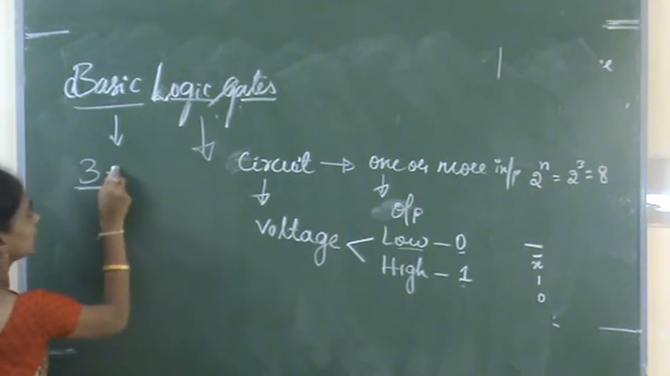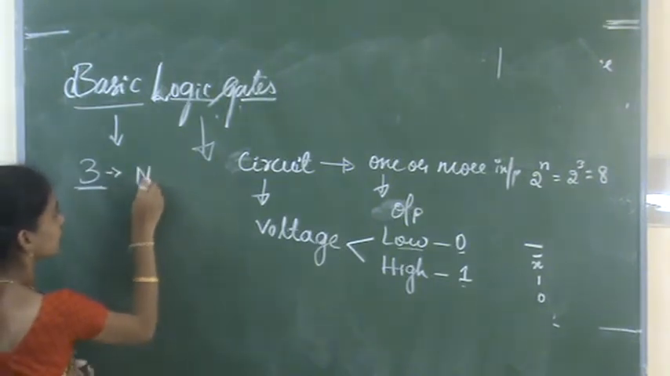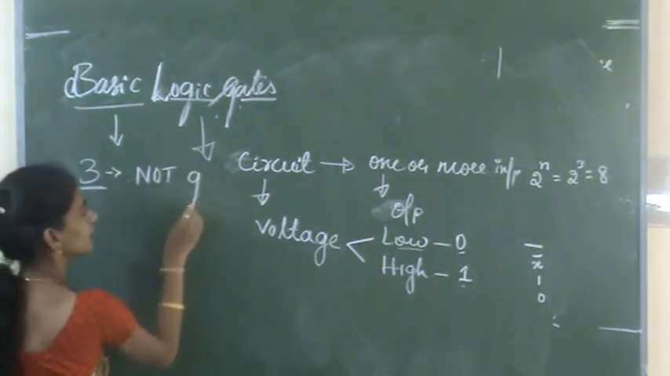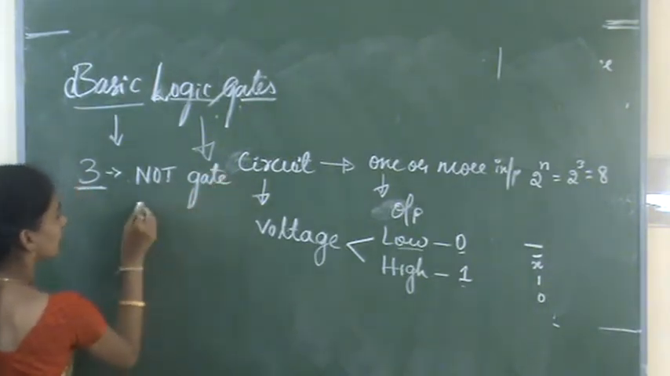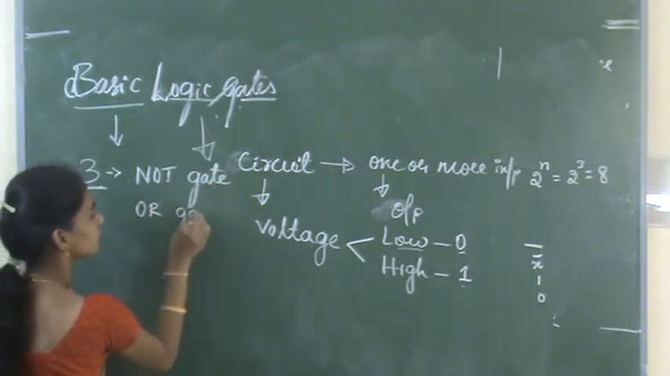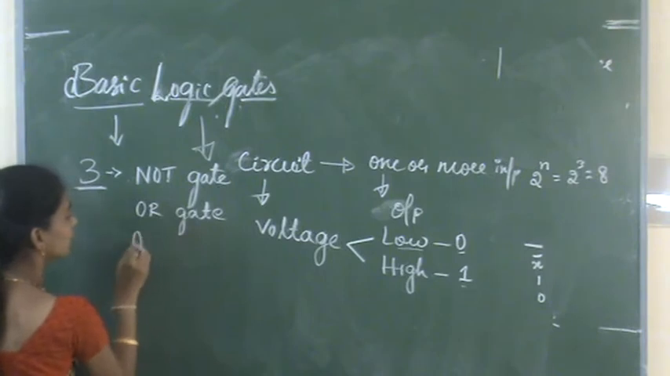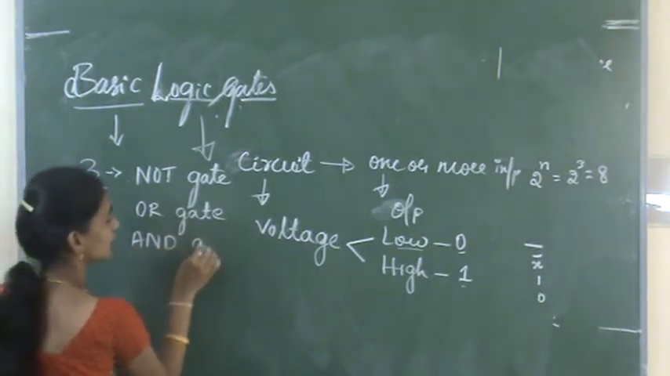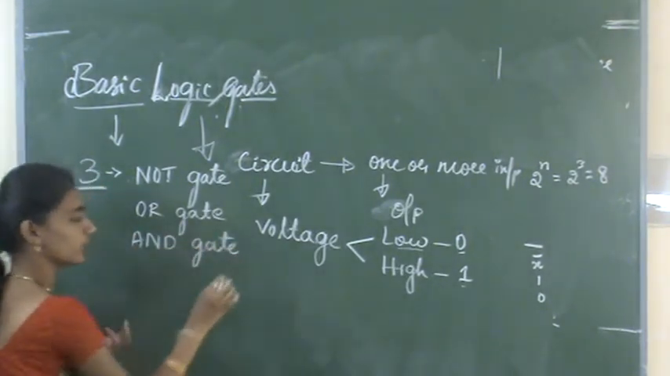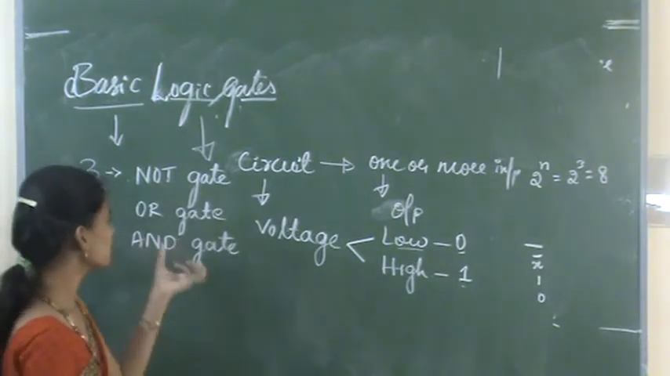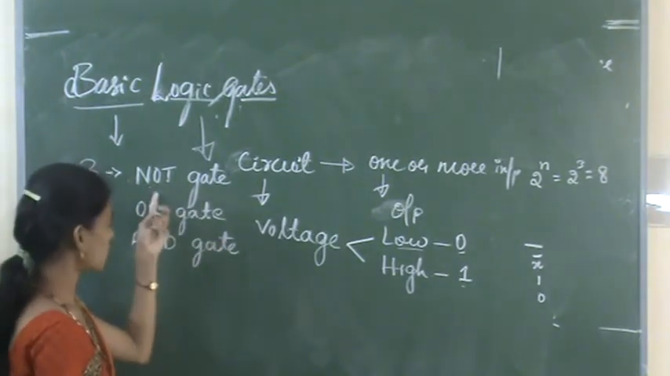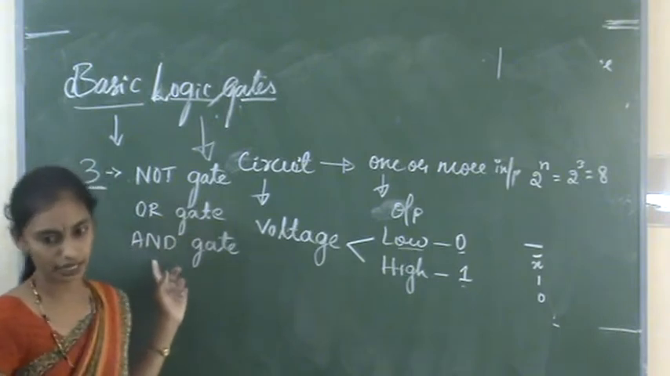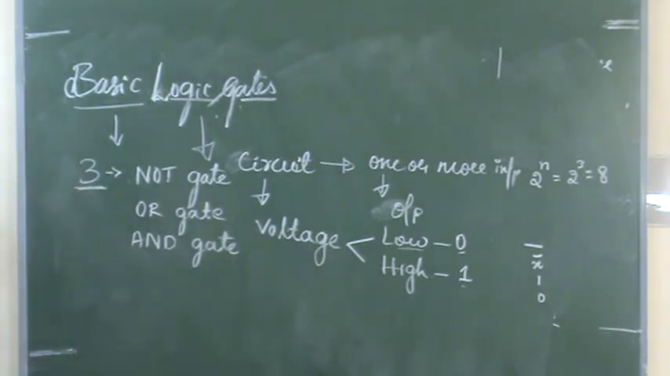Okay, so that is, one is NOT gate, another one is OR gate, and AND gate. Okay, so we are using 3 gates. One is NOT gate, OR gate, AND gate. Okay, so we will study one by one.